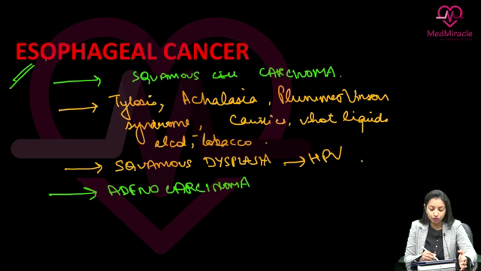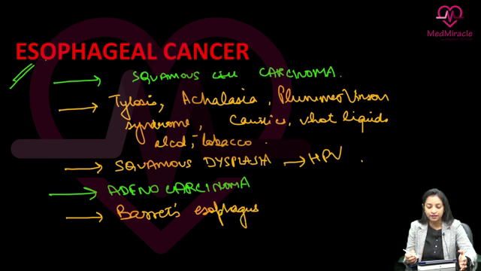Adenocarcinoma. Adenocarcinoma can occur in a background of Barrett's esophagus. So, Barrett's esophagus, intestinal metaplasia and dysplasia can eventually give rise to adenocarcinoma.